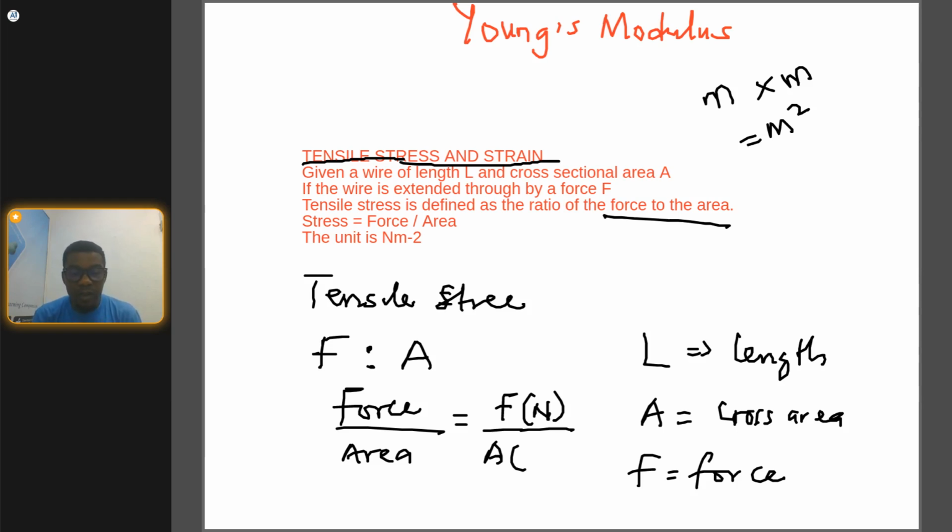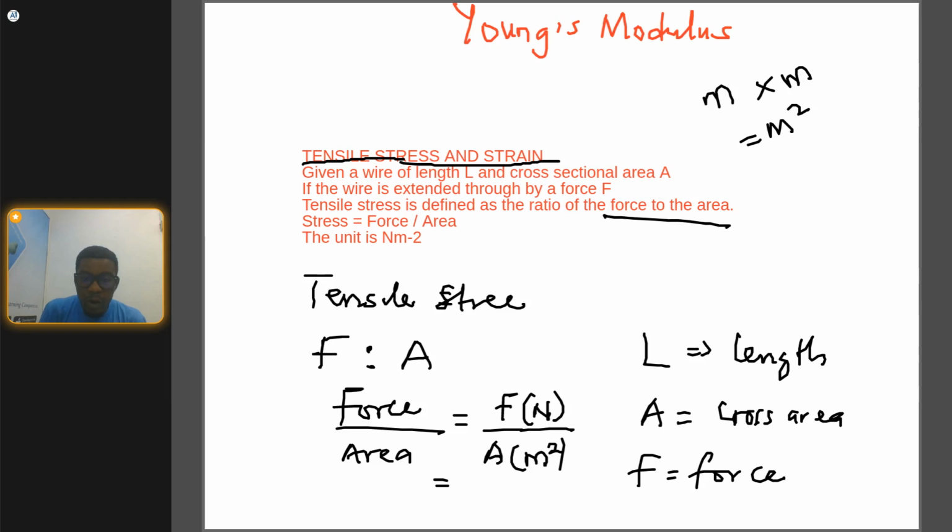But in physics, the only unit accepted for length is meter. So even while we are solving questions, take note, if I give you the length in centimeter, you have to convert it to meter. If I give you the length in millimeter, you have to convert it to what? Meter, before you can solve the question. All right. So the area is measured in meter square.